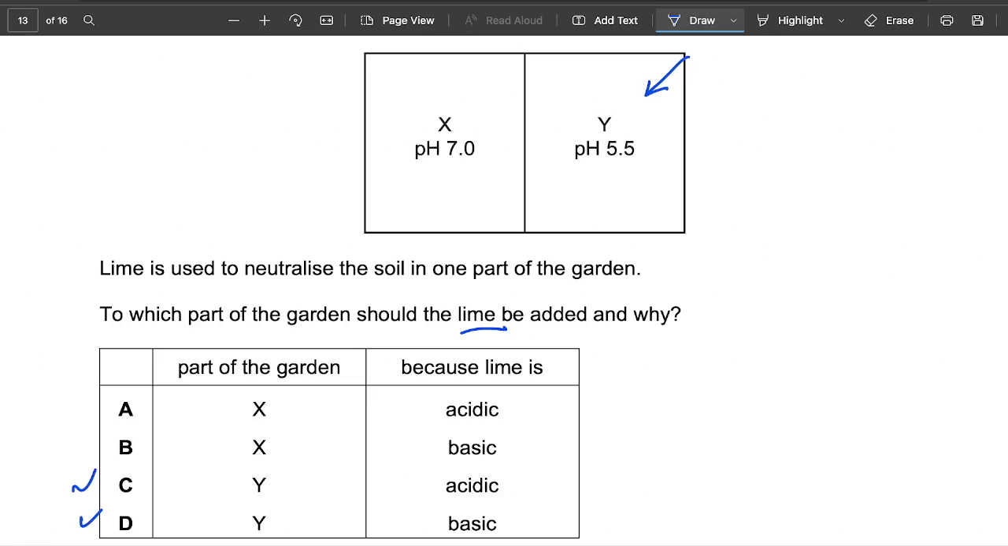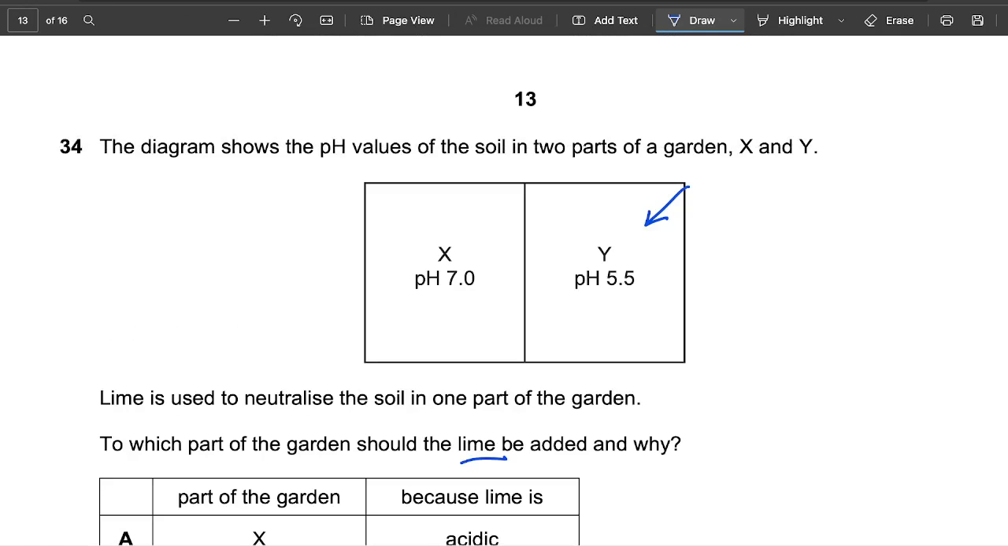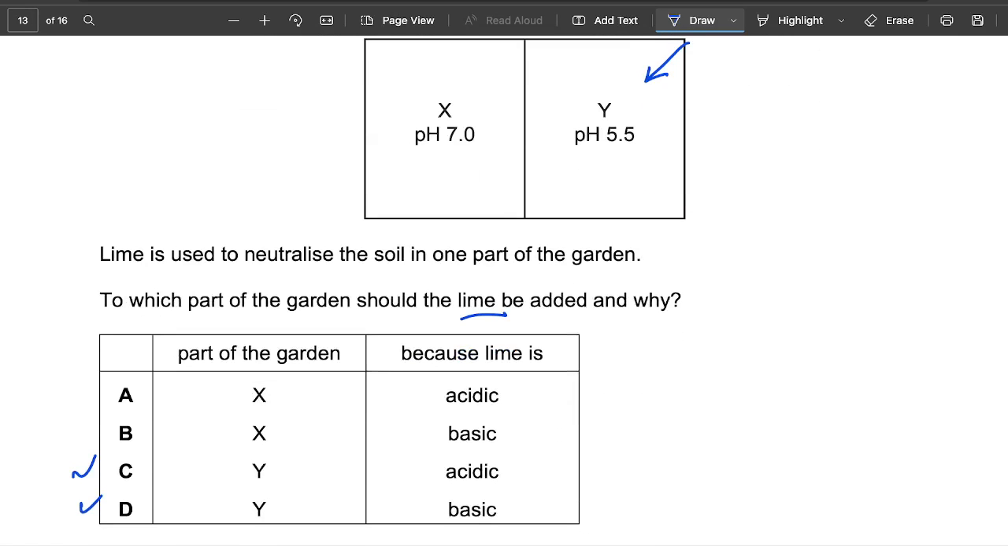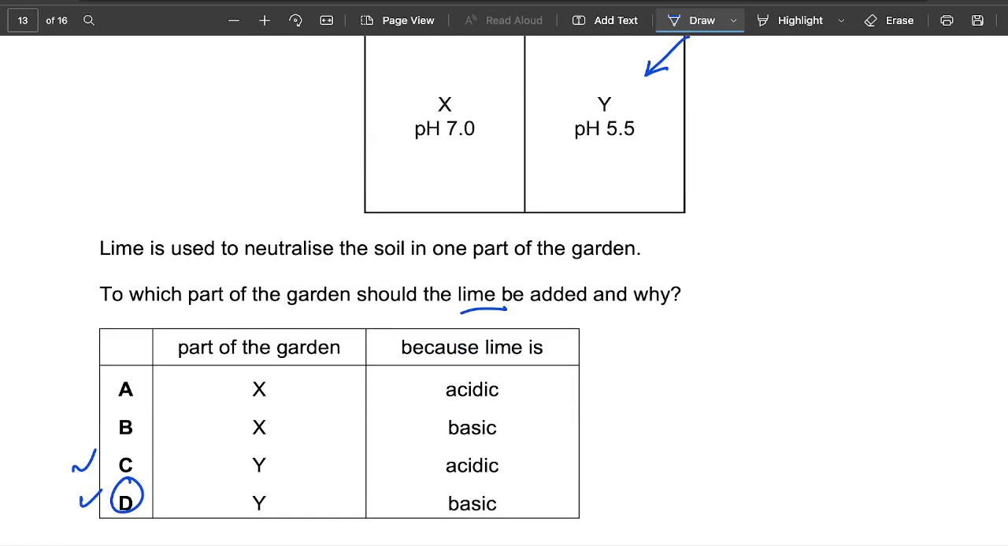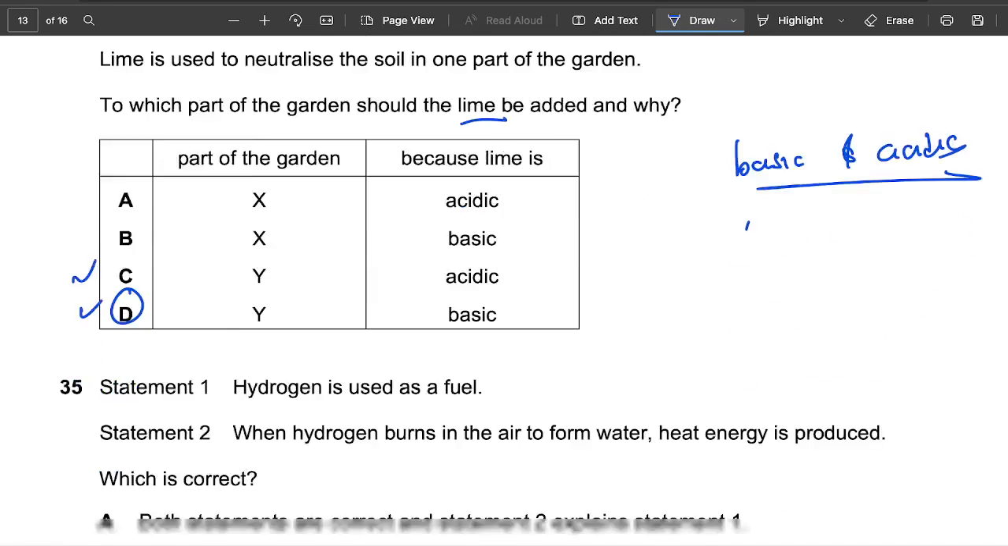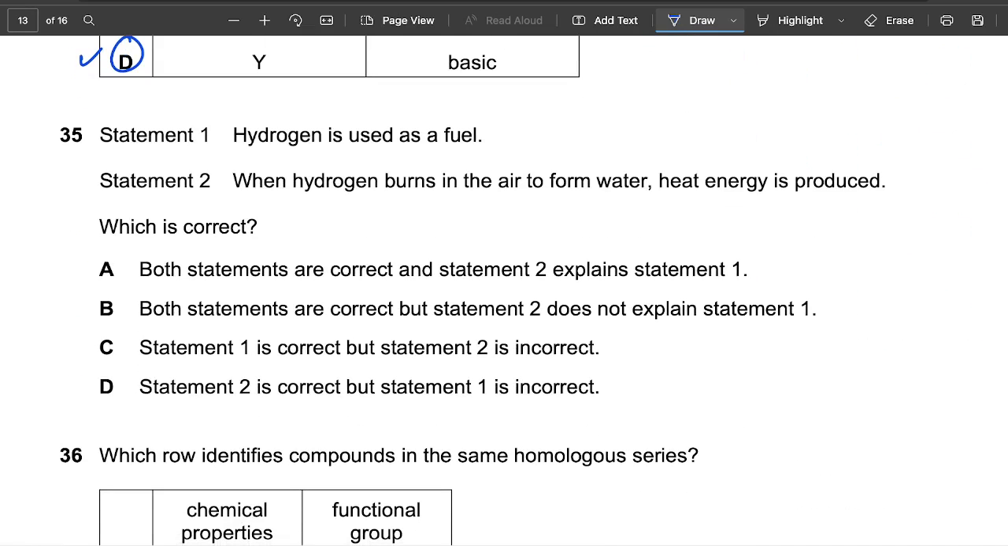So hence Y. For question 34, it is a D. Right, so question 24 is D. Remember, if it's basic and it is acidic, this is a neutralization reaction and they will neutralize each other. So hence why we use lime, because it is basic in nature. So we are using it in the part of the garden where it's acidic, so we can neutralize it, because we should not have acidic plants.